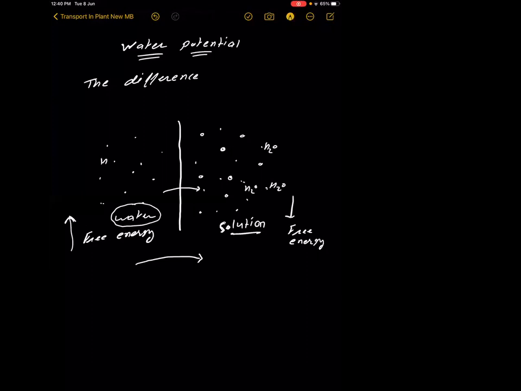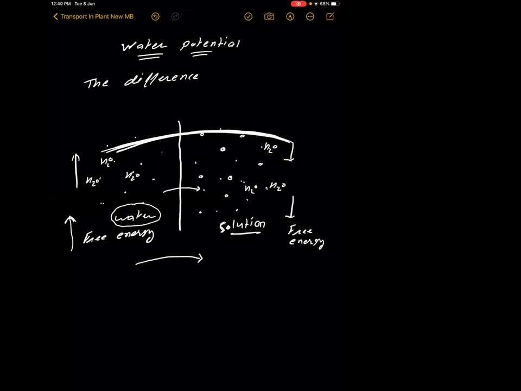This is not solution. So they have high free energy, and these water molecules have low free energy. So this difference between the energy of solution is called water potential. Is it clear? And now here, yes, water moves from high free energy to low free energy. So this is actually osmosis, but in terms of energy.